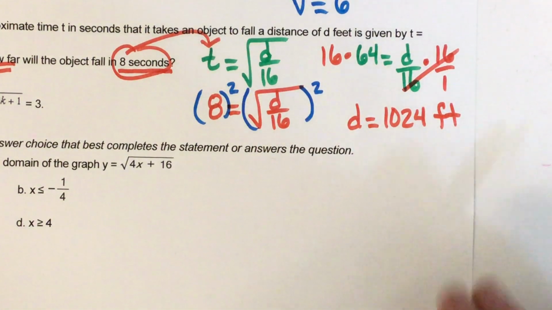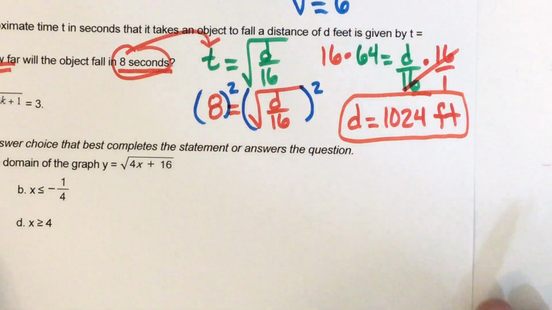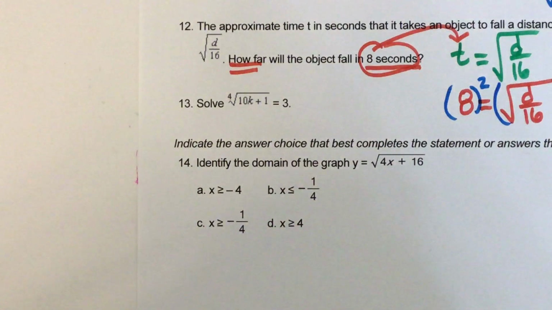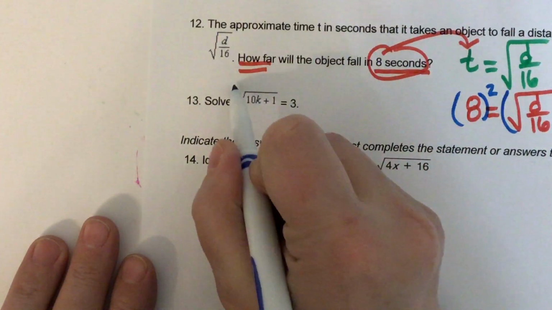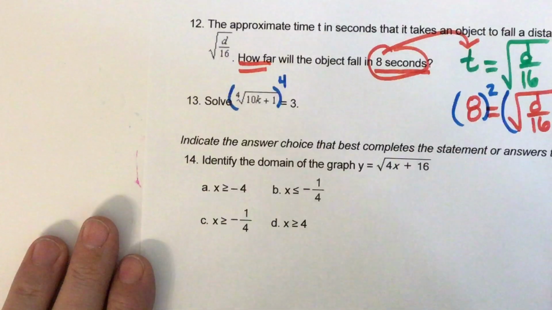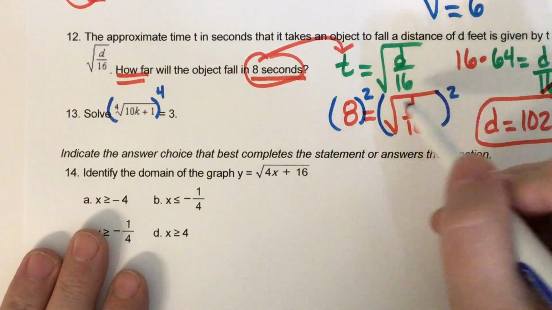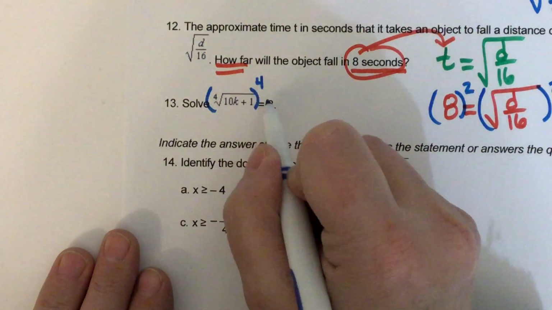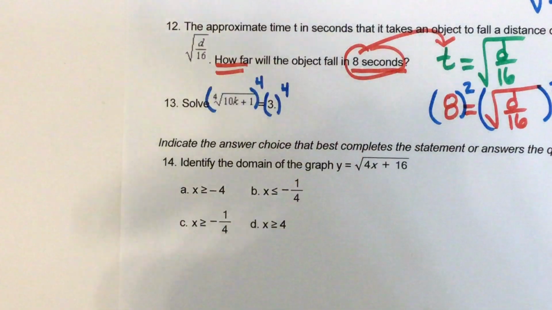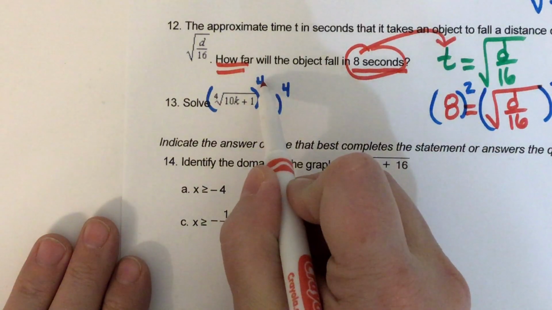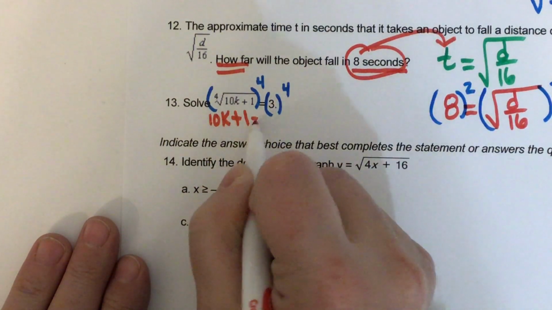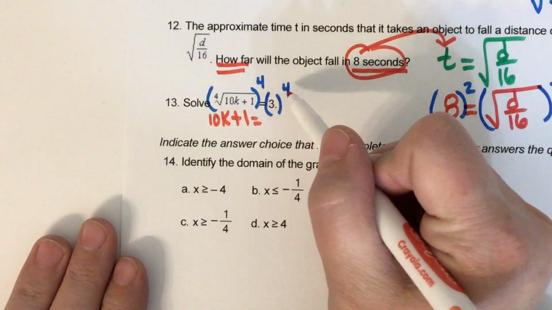Okay, number 13. Oops, not a lot of space to do this one. That's all right. We'll figure it out. Okay, so to get rid of a 4th root, you raise it to the power of 4. To get rid of a square root, you raise it to the power of 2. To get rid of a cubed root, you raise it to the power of 3. And if you do it to one side, you do it to the other side. Well, on the left side, the 4th power and the 4th root cancel, so all you have left is 10k plus 1. And on the right side, I need to figure out what 3 to the 4th is.